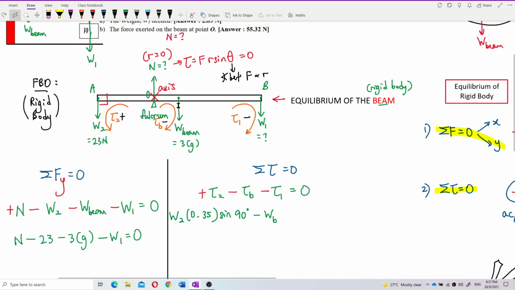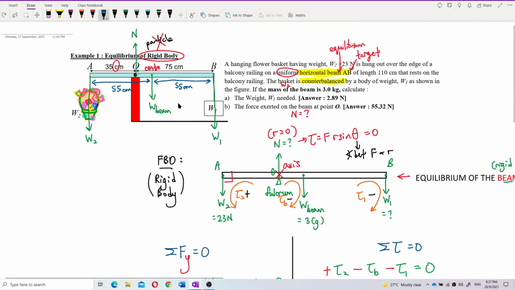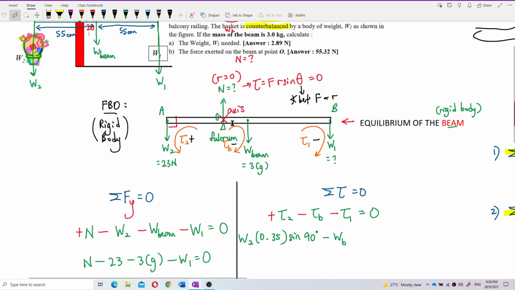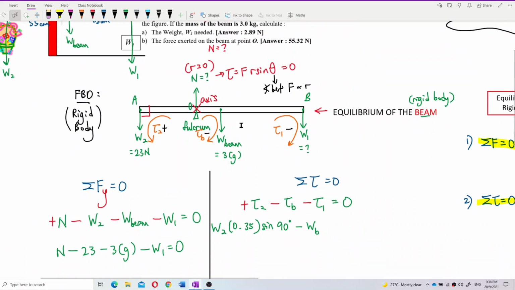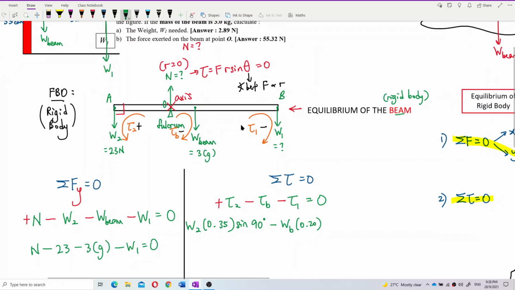Rub this off first. From here to here is 20 cm, because it's 55 minus 35. So from here to here is 20, that's 20 cm from the beam's center to the fulcrum. So 20 cm is 0.2 meter. You need to change to SI unit. It is 0.2 meter.